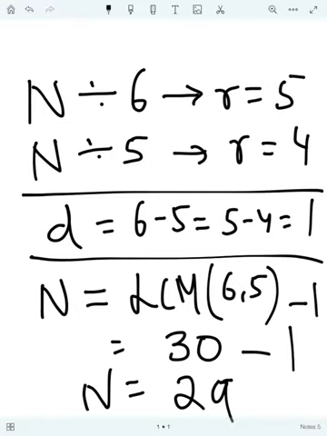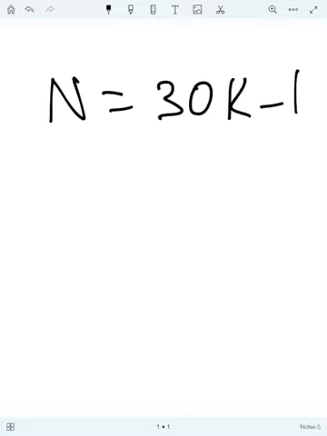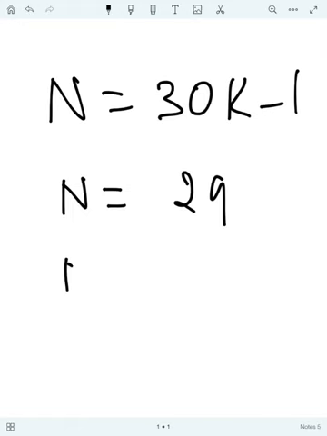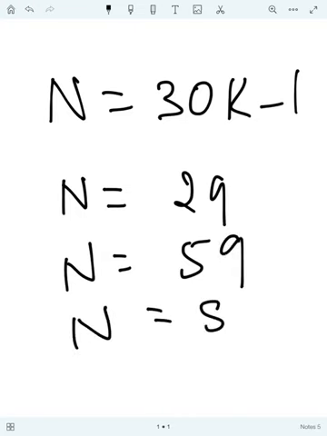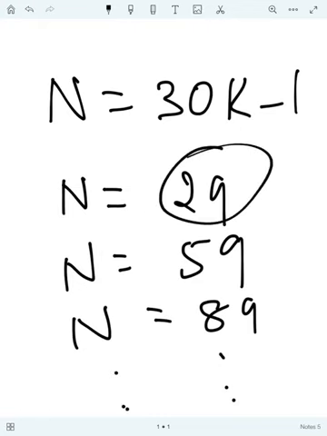So the general equation which we can form here is n equals 30k minus 1. The smallest value is 29. Now if you put k equal to 2, you get 59, which is also valid. k equal to 3 gives 89, and so on. But the smallest number which satisfies this equation is 29.